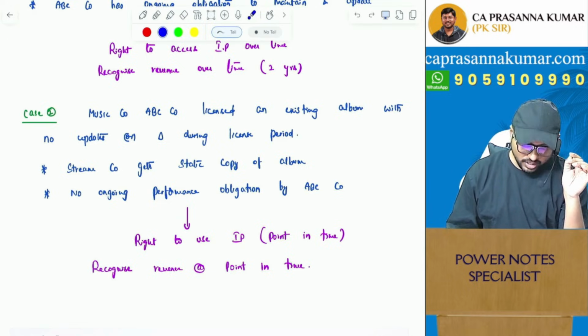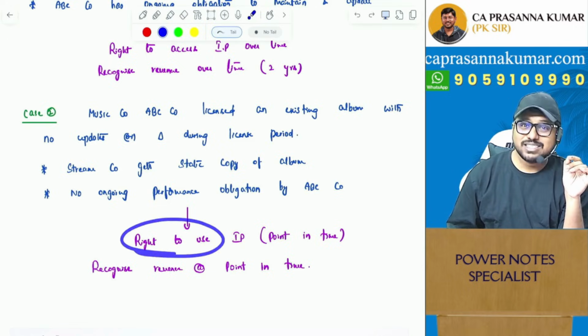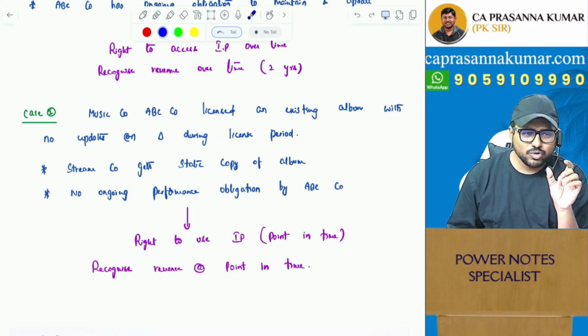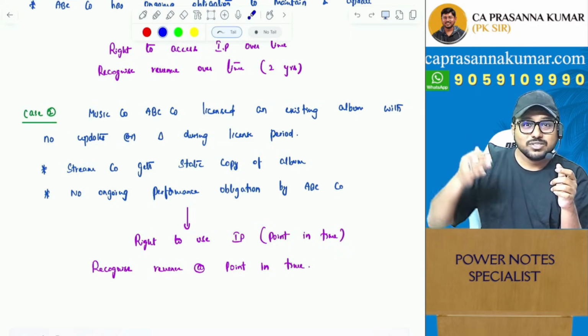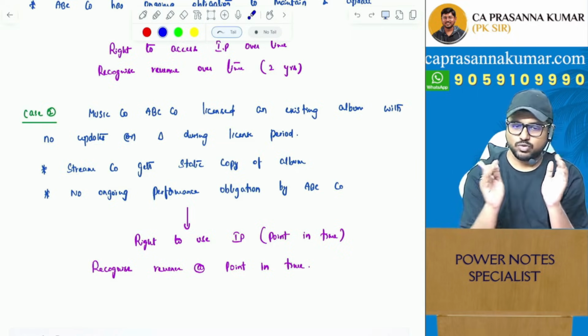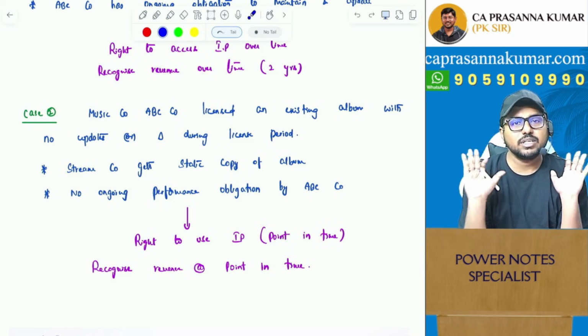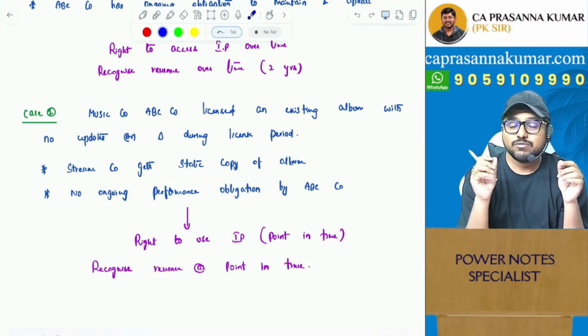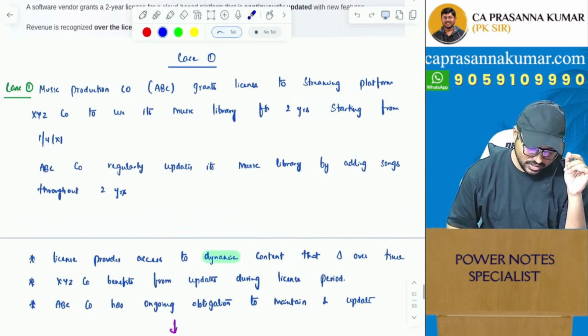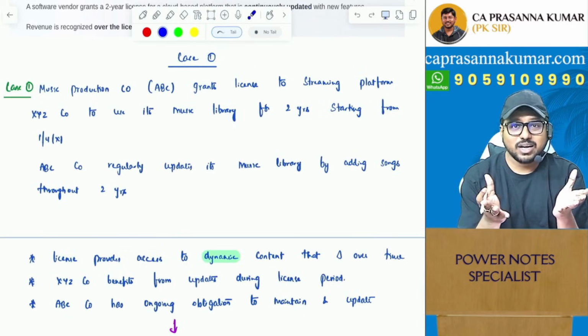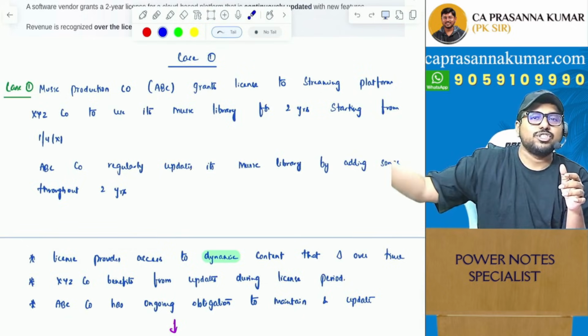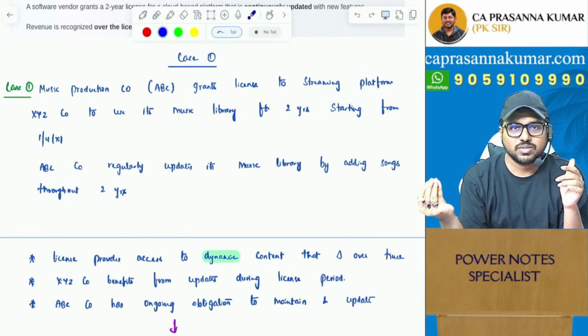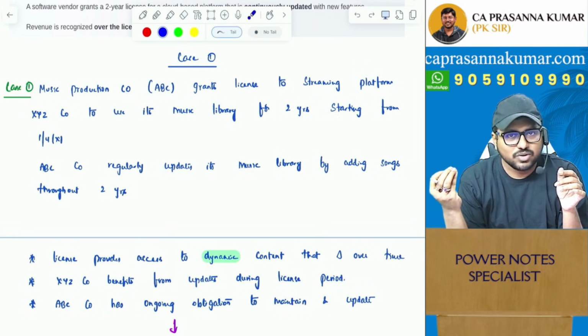You understand the point? So therefore, this we will call right to use. You should not use the word right to access. Why? Because there are going to be no future changes. So whatever is there, the static content, you can use it for 2 years. That's all. So therefore, you should use the word right to use. Here, that is not the case. I can't say whatever the content is there, you use it. No, because the content is going to change. Therefore, I will use the word right to access. Right to access. Are you able to understand?